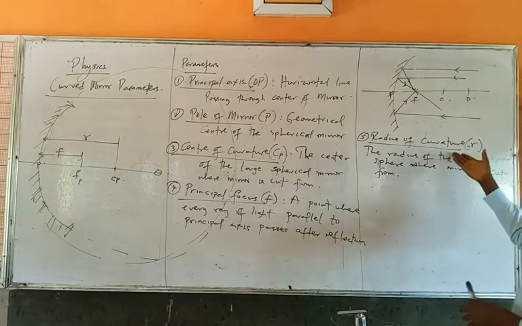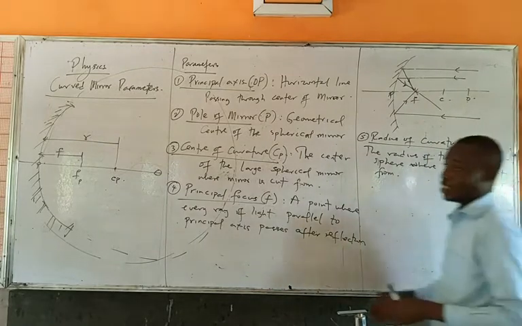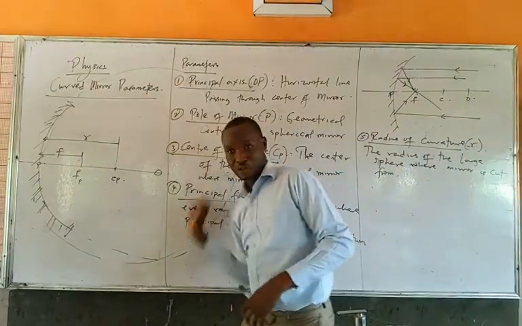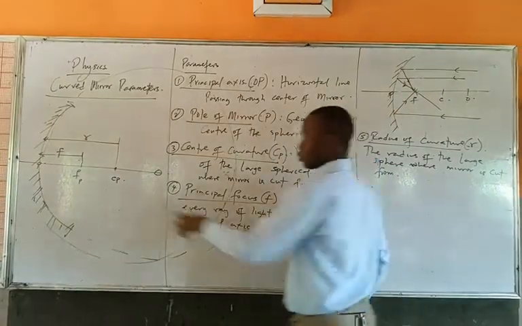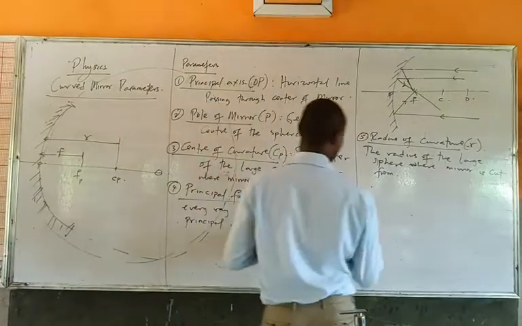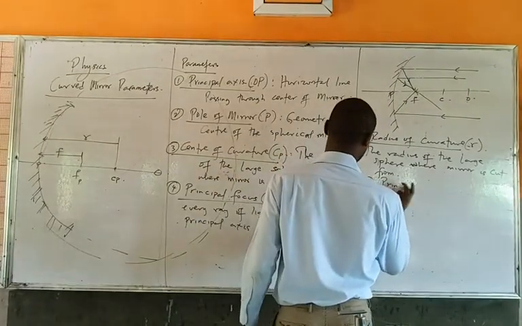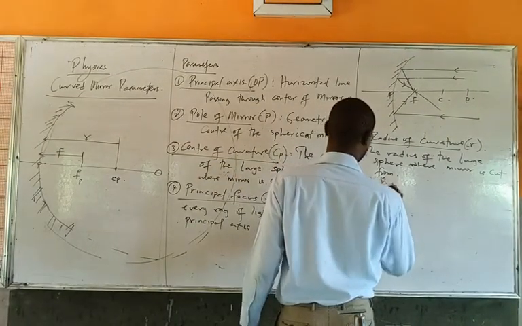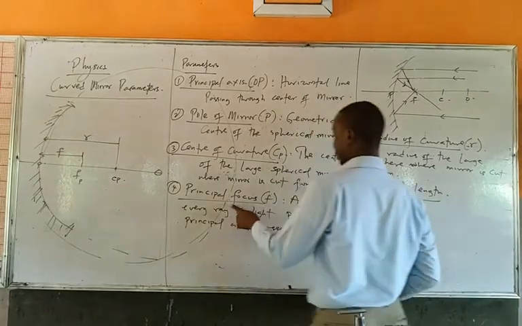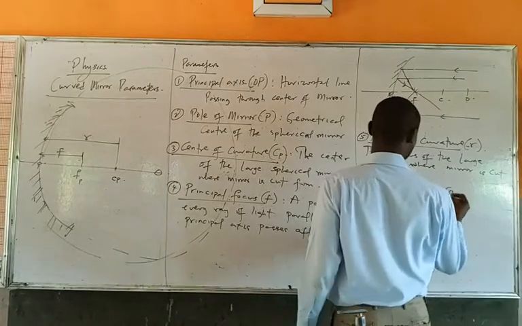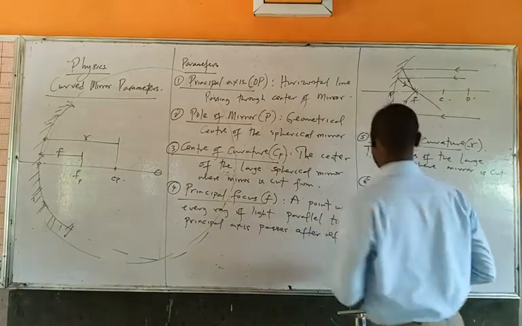Then we also have the radius of curvature. And radius of curvature is what? The radius of the large sphere, still the radius of the large sphere where the mirror is cut out from. The last but not the least, number 6, there is the focal length, F. Or rather the focal point or focal length. We've discussed principal focus here. So the next thing is the length of the principal focus, F.